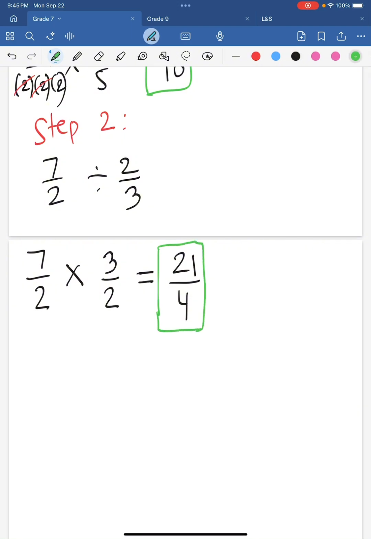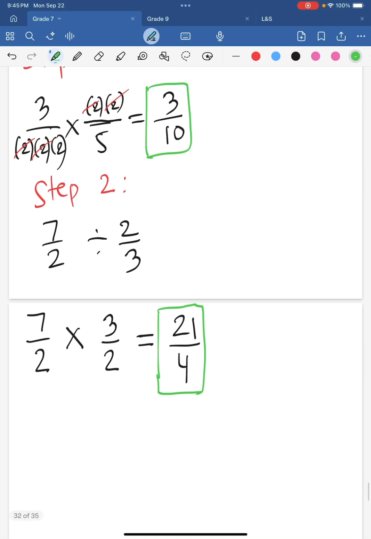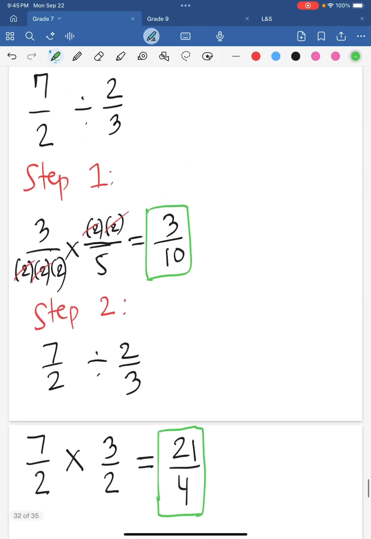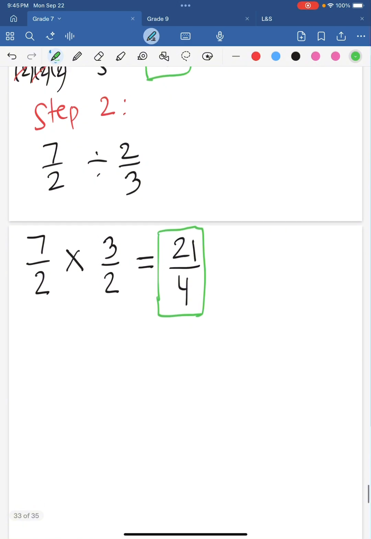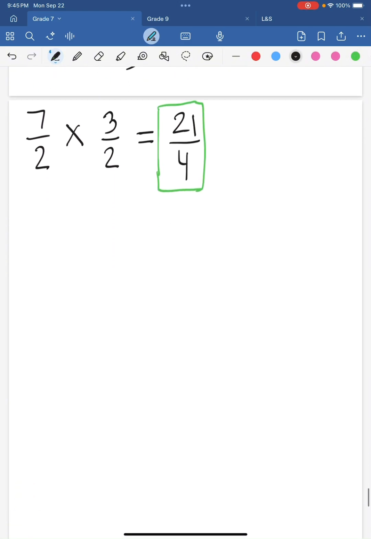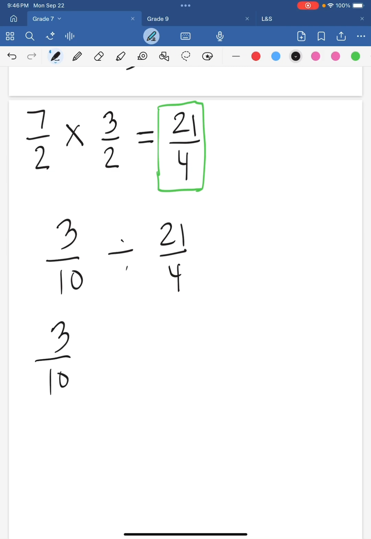And since these two fractions, the 3 over 10 and 21 over 4, are now available, we could now rewrite them accordingly. So we're gonna have 3 over 10 divided by 21 over 4. And as you can see here, our operation is division. So if we write it, we could have 3 over 10. So it will become multiplication. And then 21 over 4 will be reciprocated. So we'll have 4 over 21.